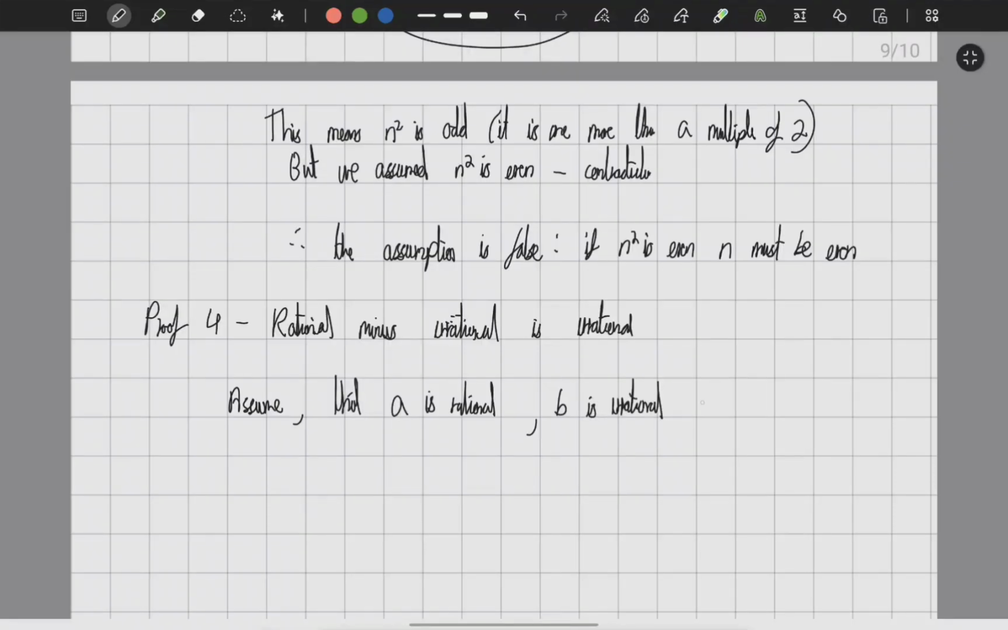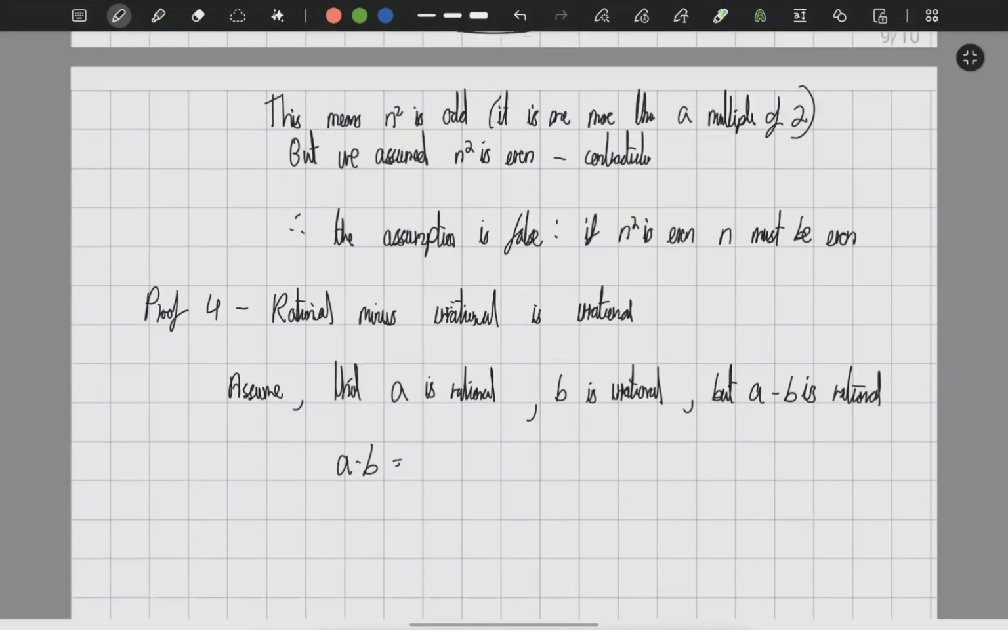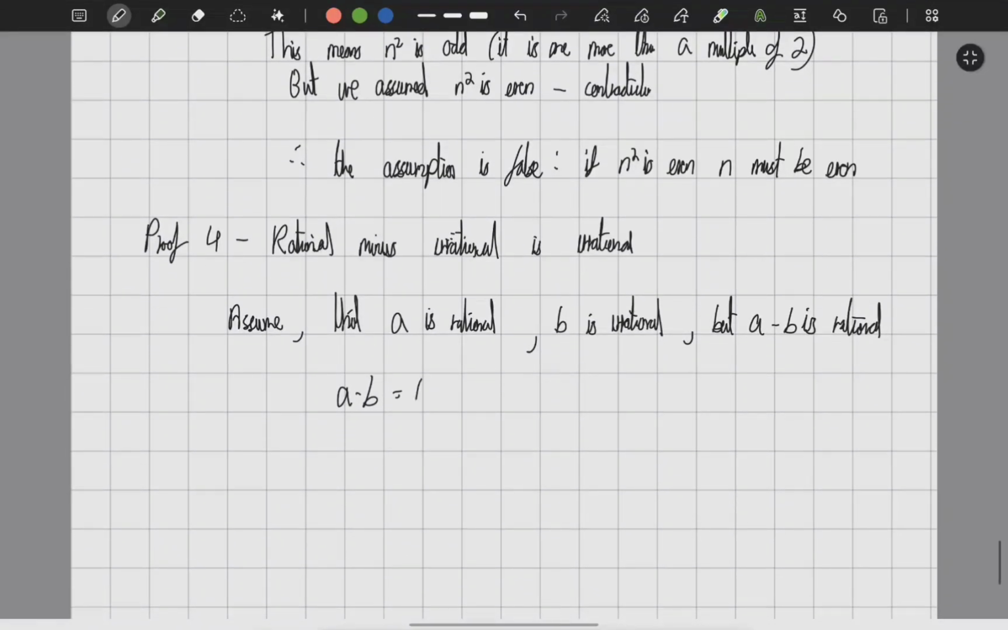And then we say, but a minus b is rational. So this is our statement I'm trying to prove wrong. So if a minus b is rational, let's call a minus b equal to another thing, t, where t is rational. That's fine. And now we can do some rearranging to prove that the statement is wrong.